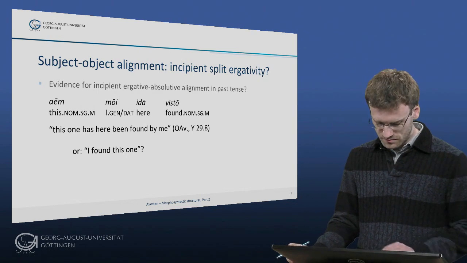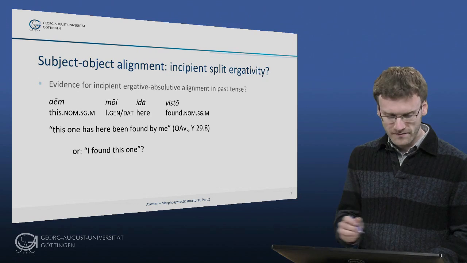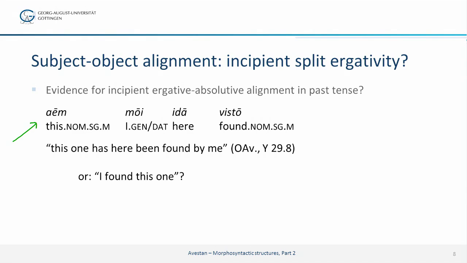For example, one could argue that a sentence like īm mōi ida vīstō, īm, this one, in the nominative, vīstō, found, again in nominative, mōi, by me, or of me. One could argue that such a sentence, which includes a verbal adjective in -ta acting as its predicate, simply means "I found this one," not "this one has been found by me."